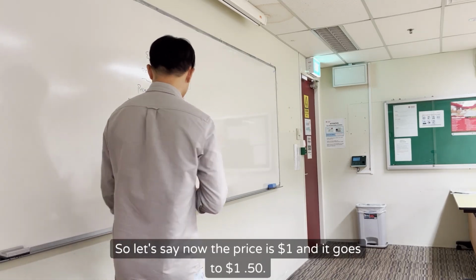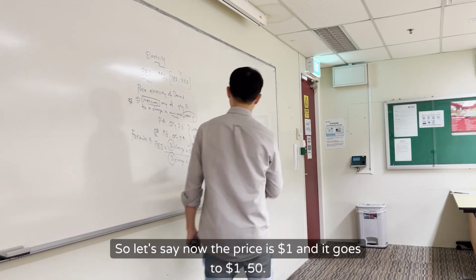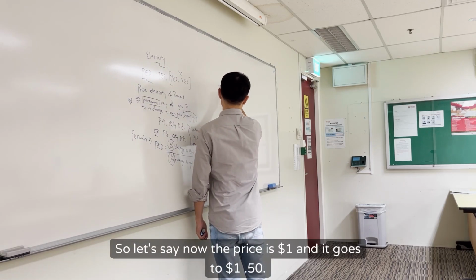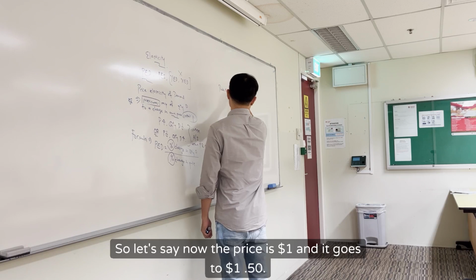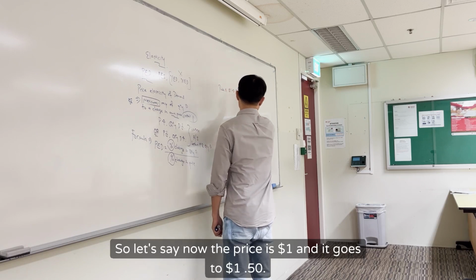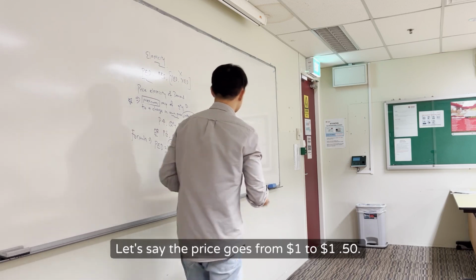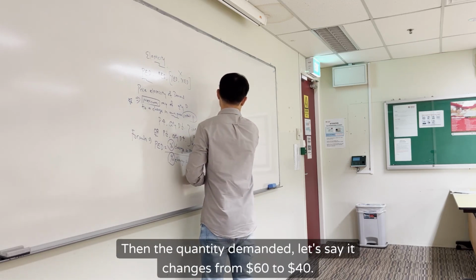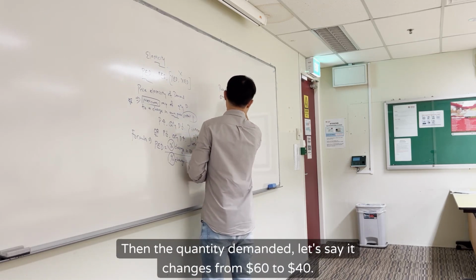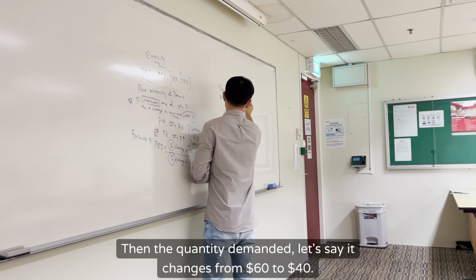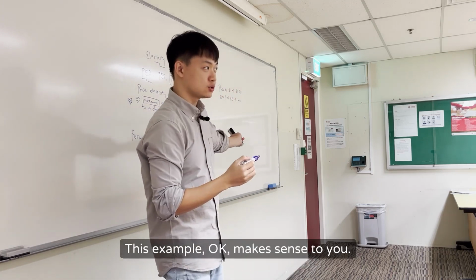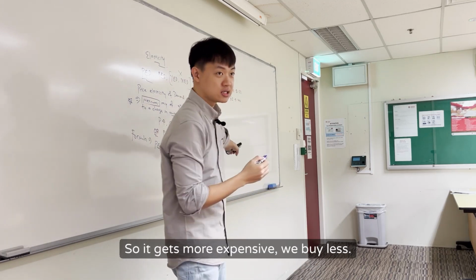So let's say now the price, okay, I come here. So let's say now the price is $1 and it goes to $1.50. Okay, whatever we buy, right? Let's say the price goes from $1 to $1.50. Then the quantity demanded, let's say it changes from 60 to 40. This example, okay, makes sense to you? So it gets more expensive, we buy less, right?